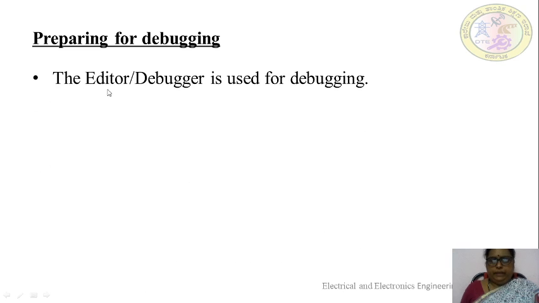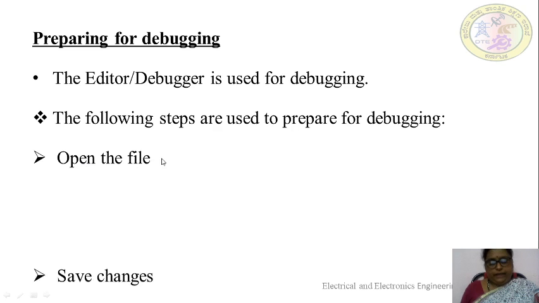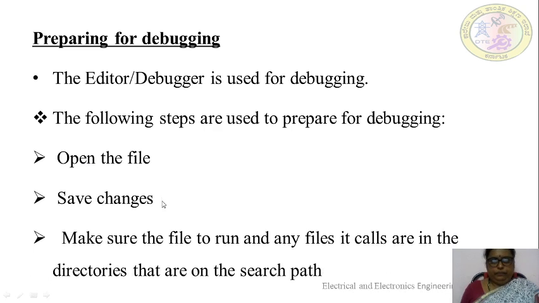Preparing for debugging. The editor or the debugger is used for the debugging. The following steps are used to prepare for the debugging. The file you want to debug has to be opened. Open the file. Save the changes. Make sure the file to run and any file it calls are in the directories that are on the search path.